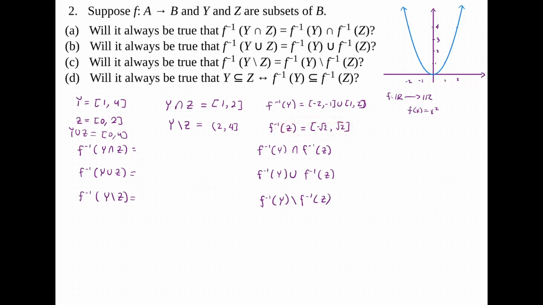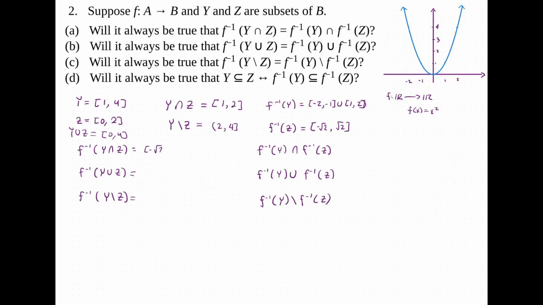So with that, let's look at the inverse image of the intersection of y with z. So that's going to correspond to all those inputs that map to the outputs 1 through 2. So in other words, negative square root of 2 to -1, and 1 to positive square root of 2.